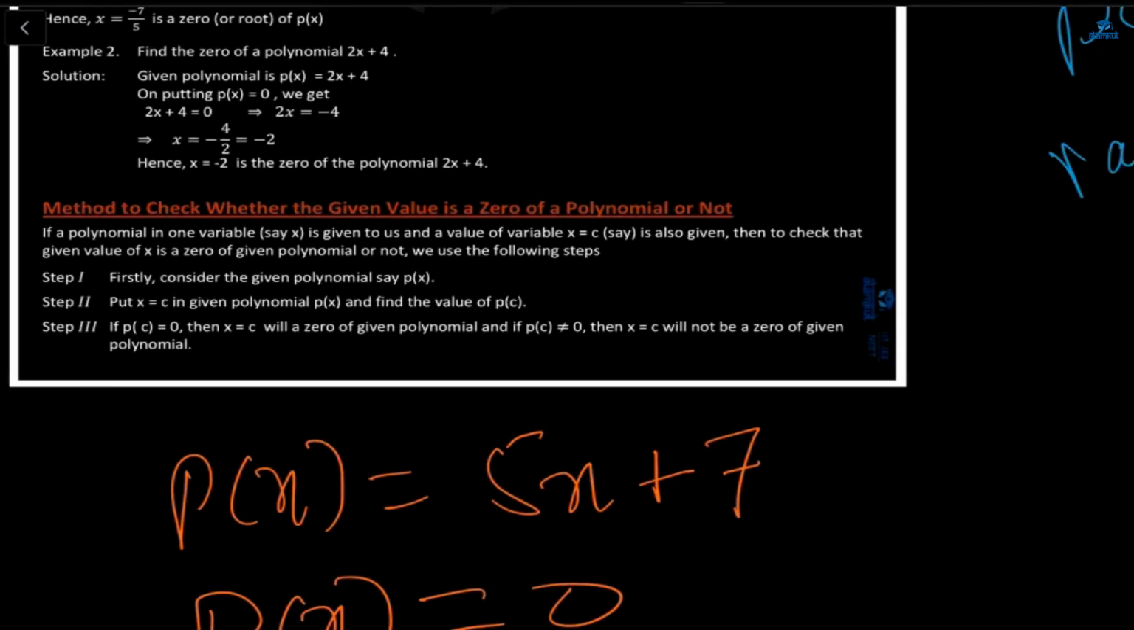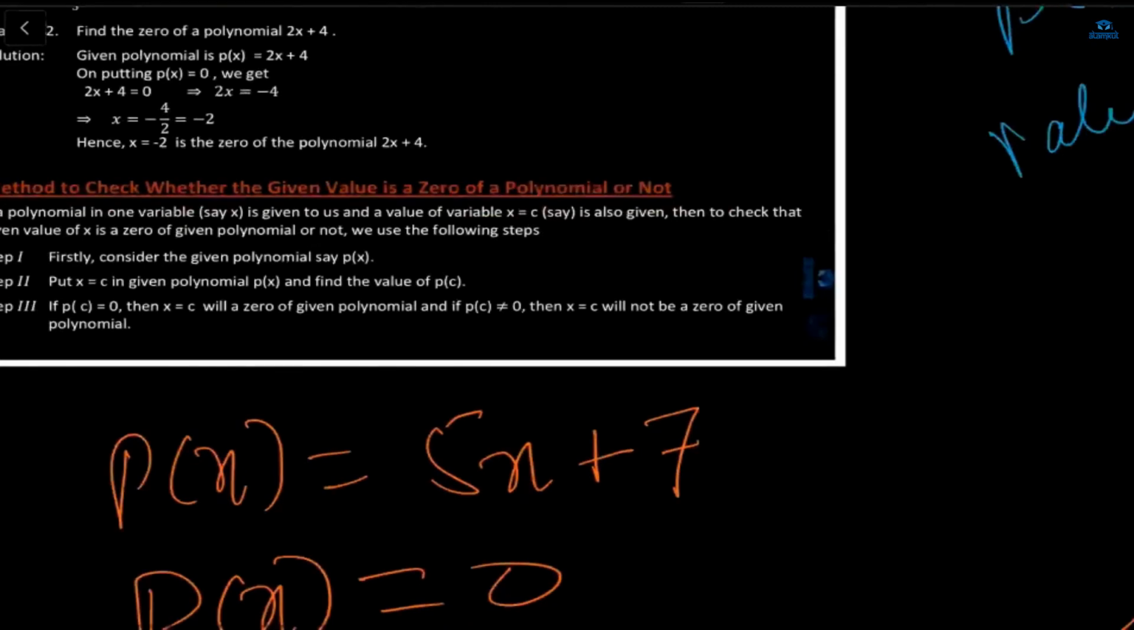So, for example, the question is that 2 is the zero of the given polynomial p(x) or not. What you are going to do is put the value of x as 2 in the given polynomial and check whether it is equal to 0 or not. If the whole value becomes 0, that is p(2) is equal to 0, then 2 is the zero of the polynomial, else it is not.